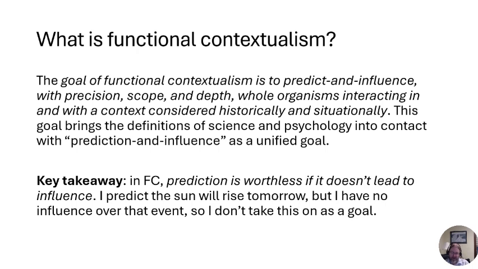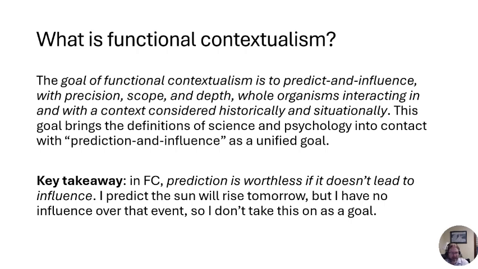So I'm not going to have prediction and influence. And that means I'm not going to take on a goal to influence the sun. You can see in the definition of functional contextualism, we're limiting our focus to whole organisms, right? So we're already limiting this to biological organisms like human beings and animals, folks where I can potentially have some influence.